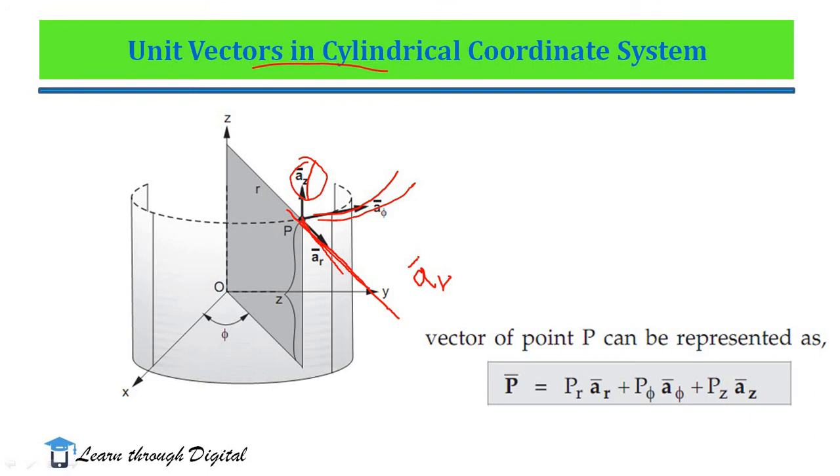Now we represent the P vector in the cylindrical coordinate system as P vector is equal to Pr ar vector plus P phi a phi vector plus Pz az vector, where Pr, P phi and Pz are the vector components in the cylindrical coordinate system.